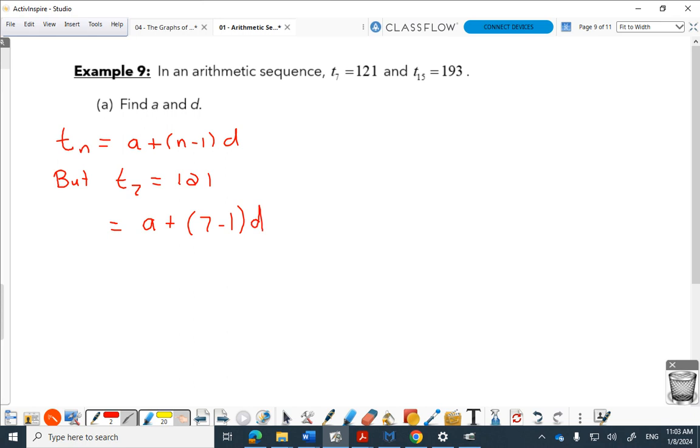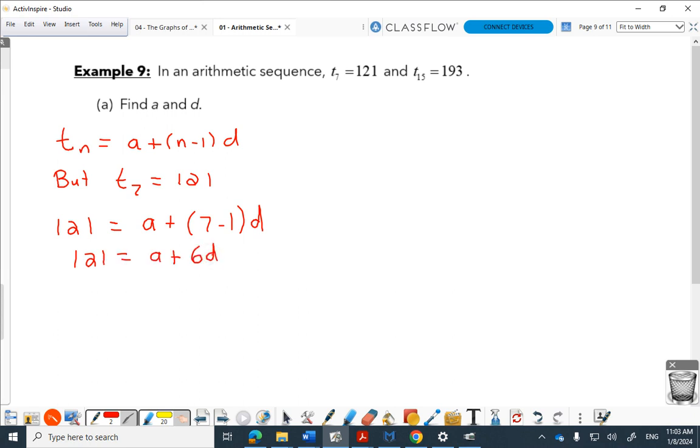That means if the n is 7, do you see me plug in the 7 there? If the n is 7, then the term is 121. So I subbed in the information I had there, and I get this, which is really scary. Really, really scary what I'm going to write here. 121 equals A plus 6D.